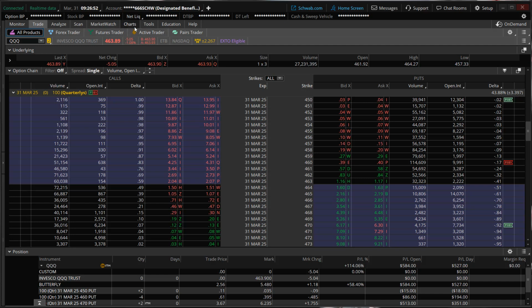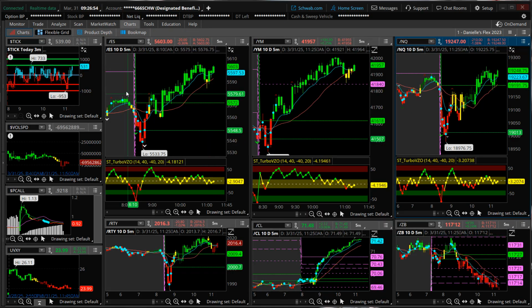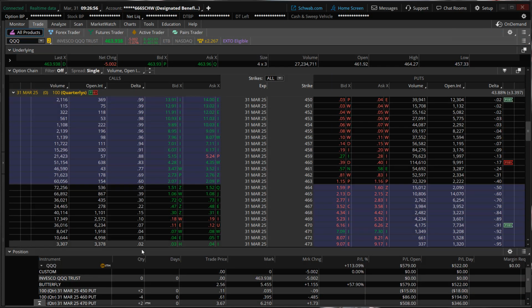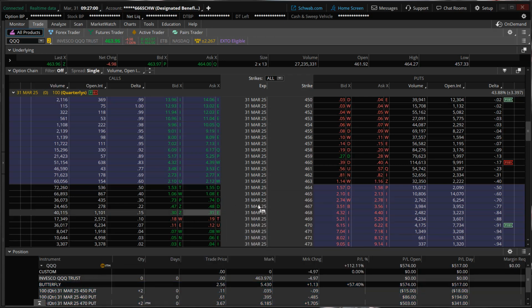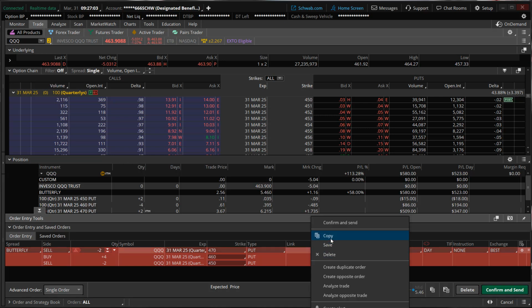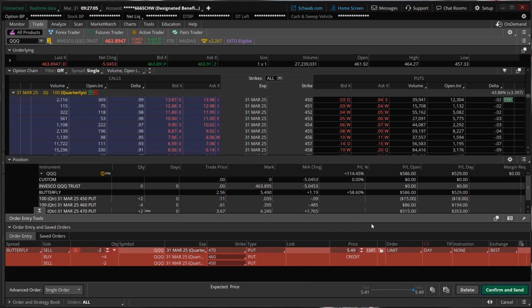So basically what happened here is, I'm actually just going to go ahead and close it because we are starting to see the ticks pick up and a little bit of buying here. So let me go ahead and close it.